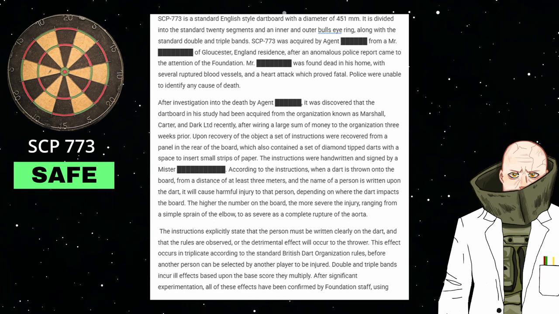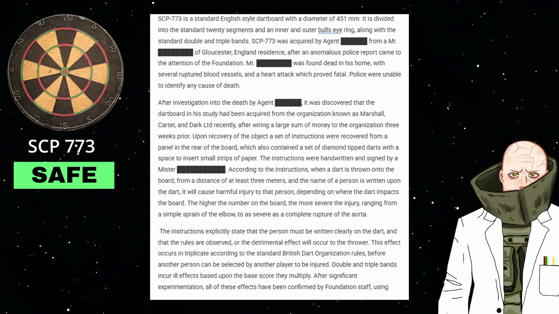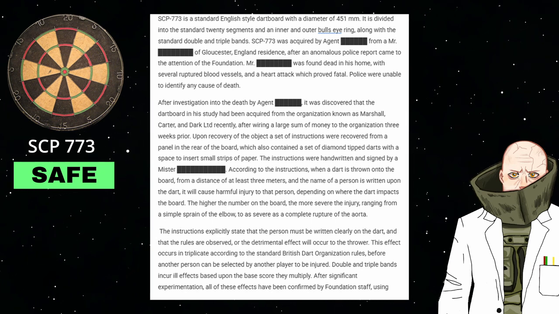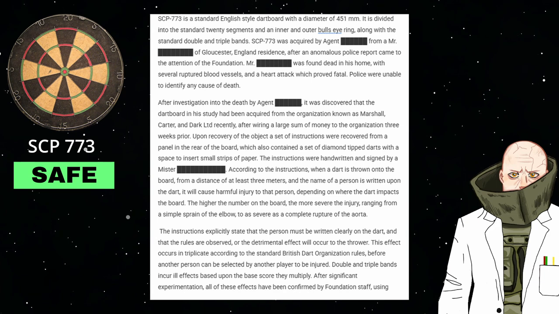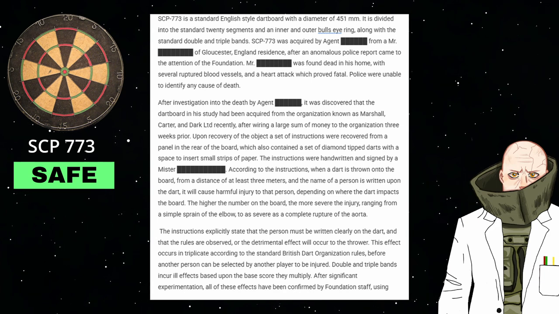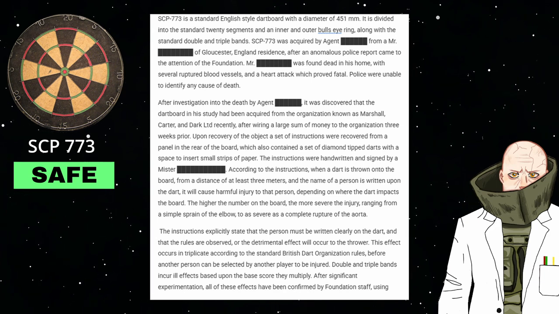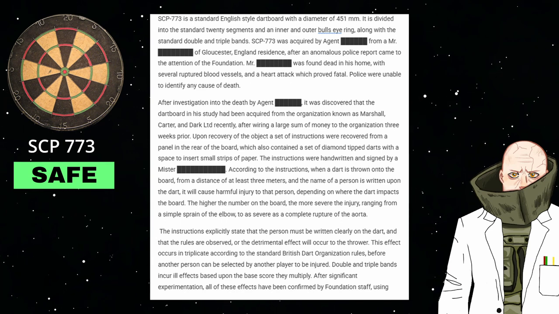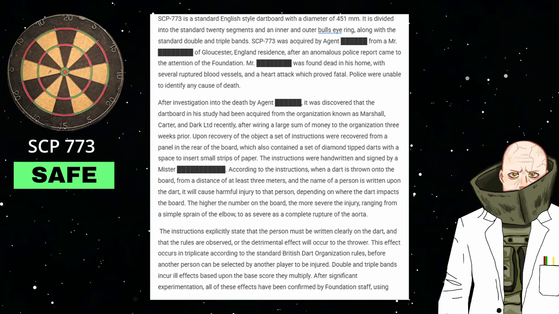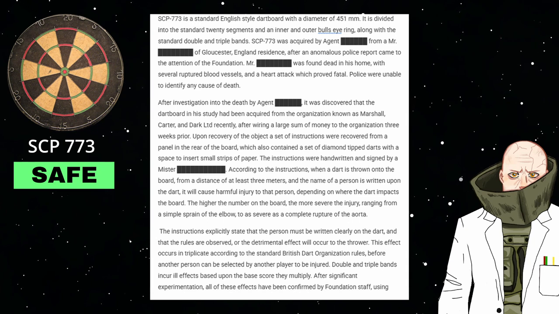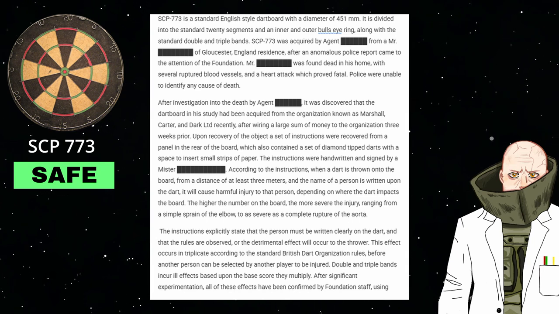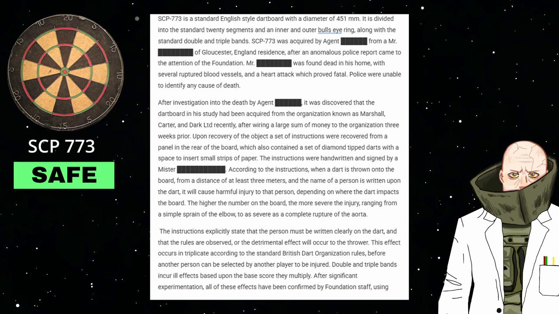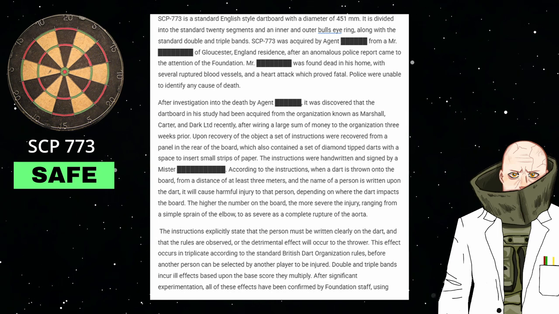The higher the number on the board, the more severe the injury, ranging from a simple sprain of the elbow to a complete rupture of the aorta. The instructions explicitly state that the person must be written clearly on the dart, and that the rules are observed, or the detrimental effect will occur to the thrower. This effect occurs in triplicate according to the standard British Dart Organisation rules, before another person can be selected by another person to be injured. Double and triple bands incur ill effects based upon the base score that they multiply.